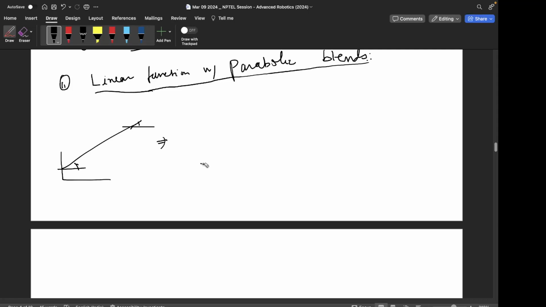So it's like this, and it's ensured that it is smooth and continuous at both ends, right? So let's mark a few interesting points in these trajectories which will help us to derive the formulae.